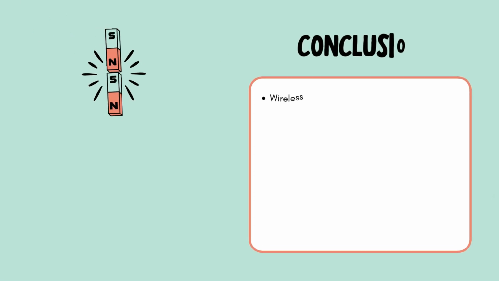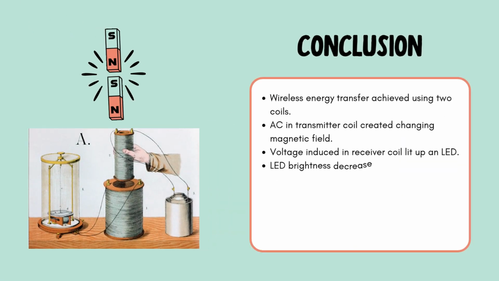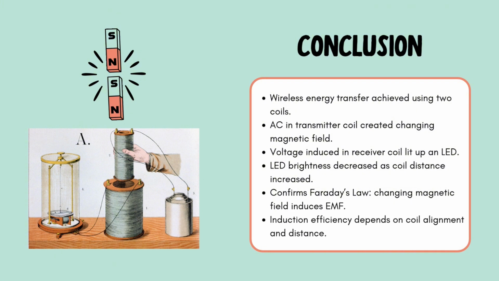These experiments demonstrated wireless energy transfer between two coils using electromagnetic induction. When the transmitter coil was powered with an AC signal, it generated a changing magnetic field that induced voltage in the nearby receiver coil, lighting up an LED. As the distance between the coils increased, the LED brightness decreased, showing weaker magnetic coupling. This supports Faraday's law, which states that a changing magnetic field through a coil induces an electromotive force. The results highlight how coil distance directly affects induction efficiency.